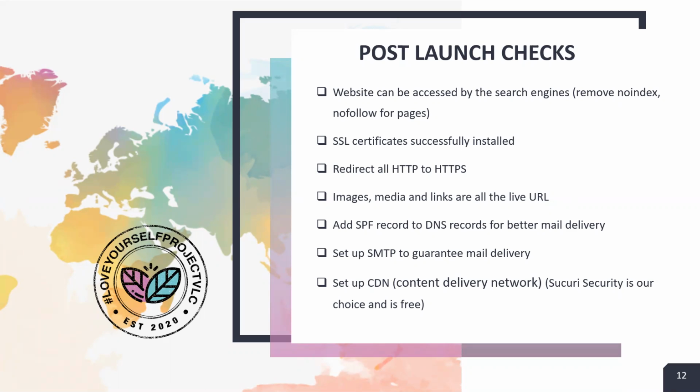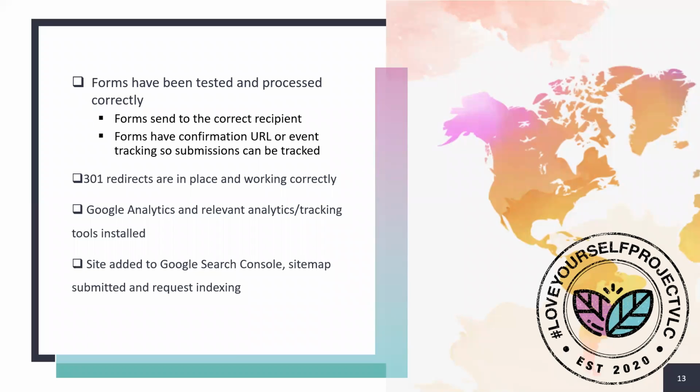You've set up SMTP to guarantee mail delivery. And most importantly, you've set up CDN, which is your content delivery network. And our choice for this is Sucuri Security because it's also free. Now the forms, make sure that you've tested and processed correctly, meaning you've sent them as an example to the correct recipient. Your forms have confirmation URLs or event tracking so submissions can be tracked.